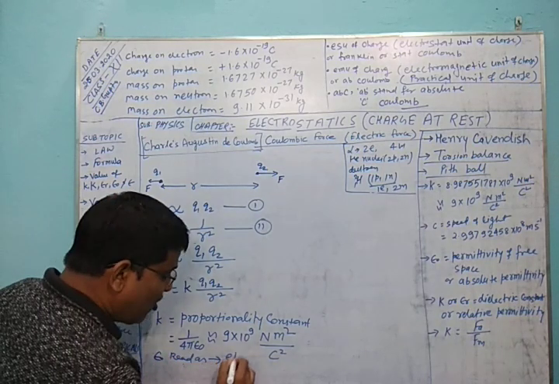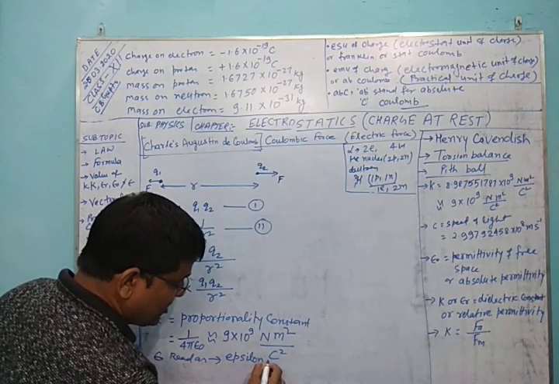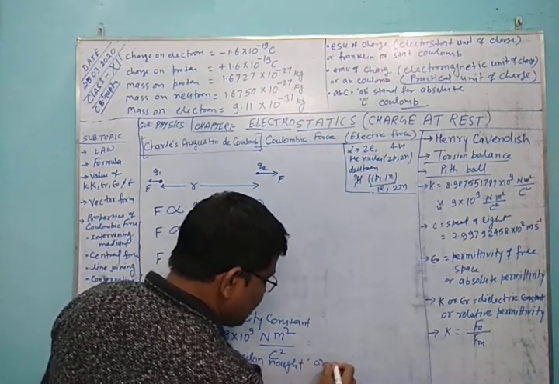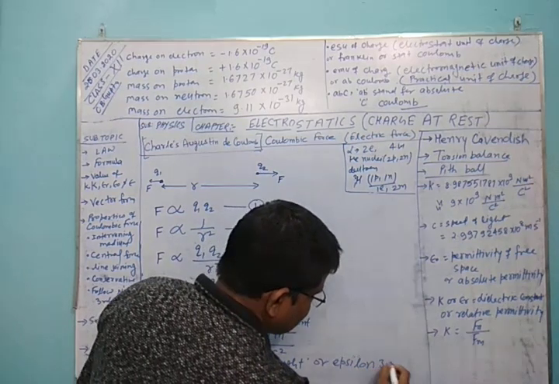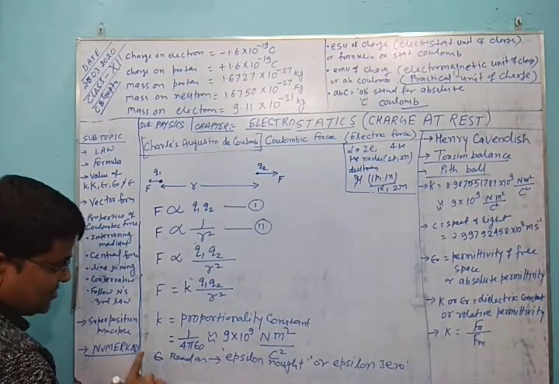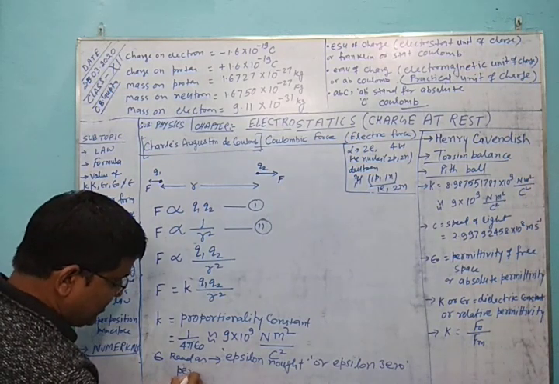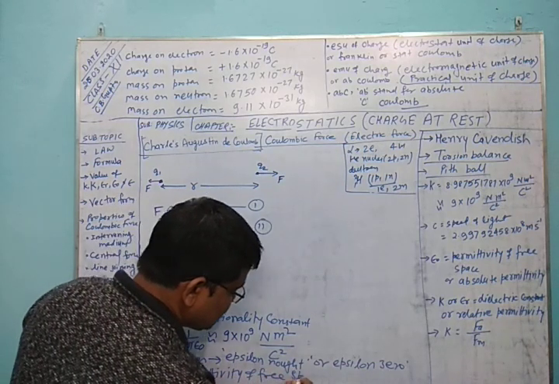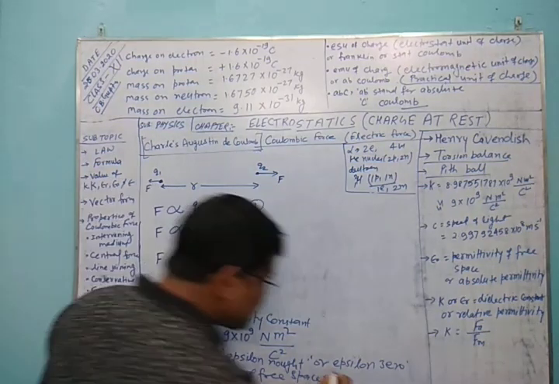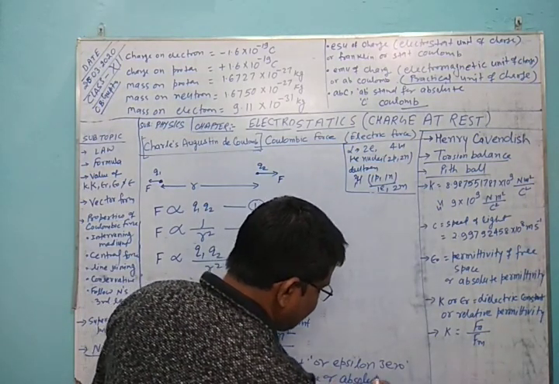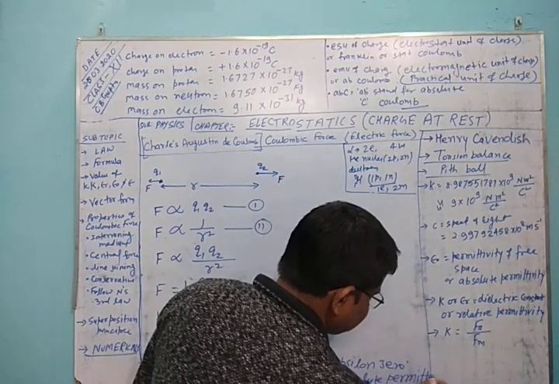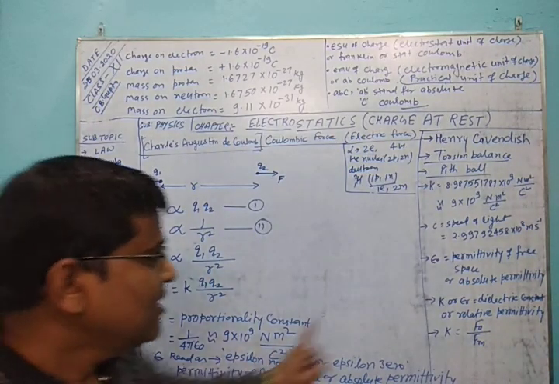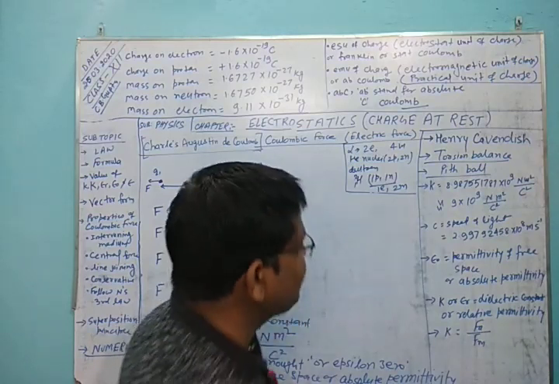This symbol is read as what? Epsilon naught, N-O-U-G-H-T, epsilon naught, or epsilon zero. But in physics, this is called the permittivity of free space, or absolute permittivity, epsilon naught, and the value of this is 8.85 into 10 to the power minus 12.